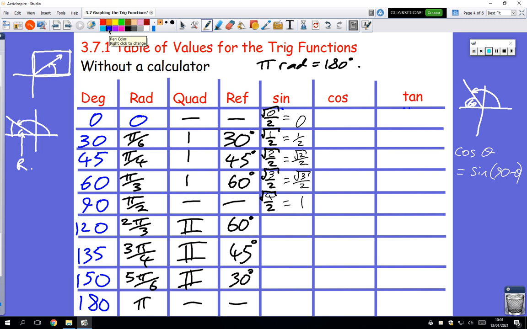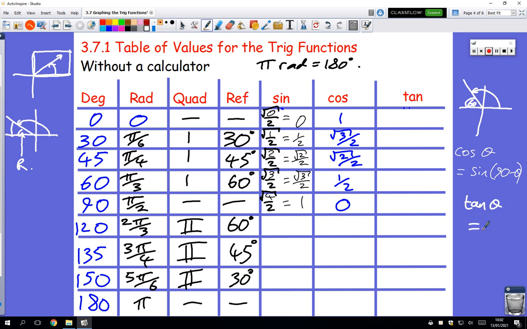the cosine of 0 is going to be the same as the sine of 90. The cosine of 30 is going to be the same as the sine of 60. The cosine of 45 will be the same as sine of 45. Cosine of 60 is going to be the same as the sine of 30, and the cosine of 90 will be the same as sine of 0 degrees.